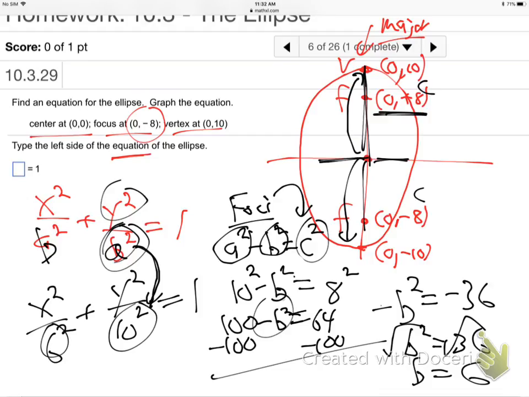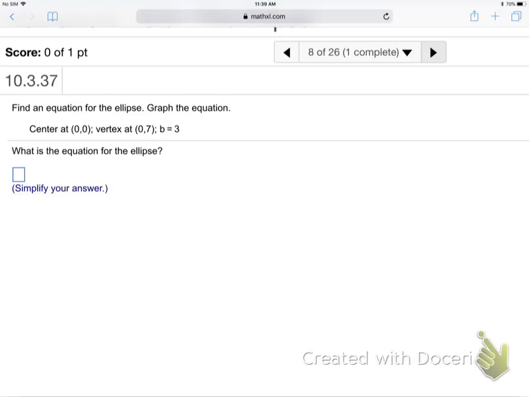All right, I'll keep moving. Okay, so number 8. I'm going to try that one. Center 0, 0, vertex 0, 7, B3. So I would definitely start, the graph just helps. I think it just really helps to see something, you know. So just start putting stuff on the graph.